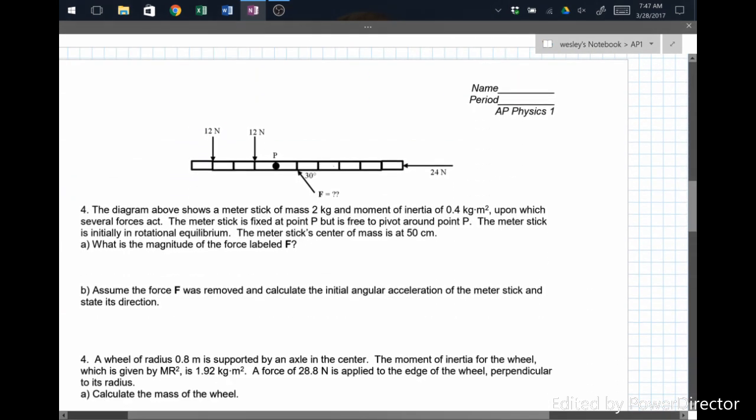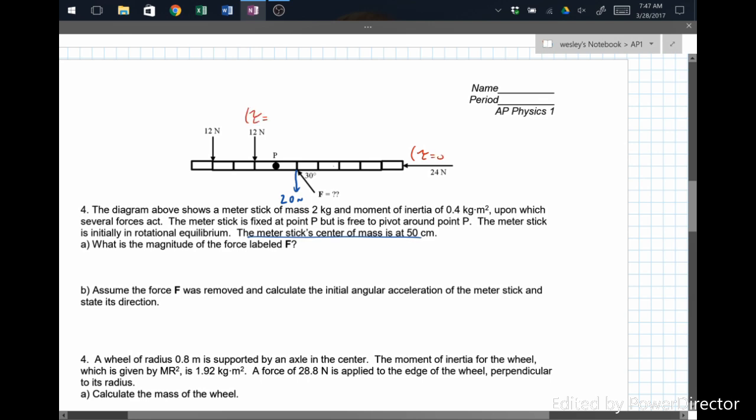Number 4, we want to know the magnitude of the force F if we're going to be at rest. So here's the deal. The center of mass of the masses of this stick is at 50 centimeters. That's right here. So I have 20 newtons down. Now, for all these forces, I need to go and find the torque. So the torque here is 0.